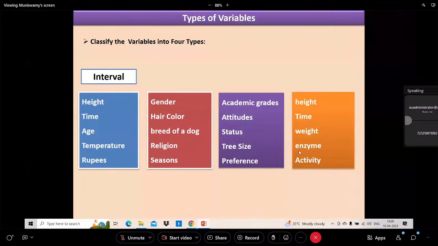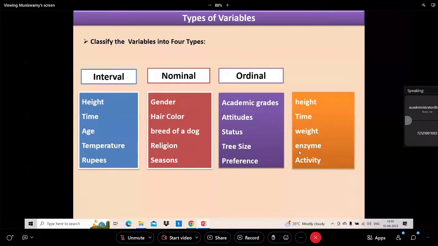Your height, 6 feet, 7 feet, like that. Your time, your age, temperature, rupees in interval data, right? So gender, male, female, hair color, black, brown, white is nominal data. Breed of a dog, religion, seasons. Okay, but which type of data is this? This is just to observe some order is there. So that is ordinal type of data.